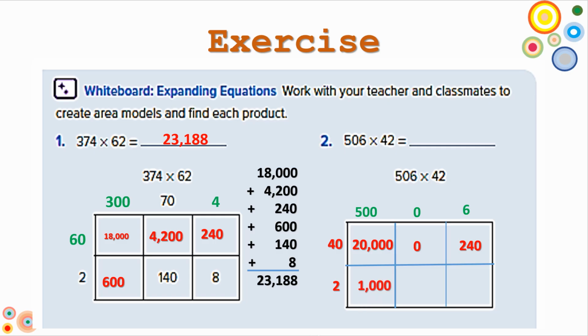2 times 5, 10, and drop 2 zeros, it will be 1,000. 0 times any number, it will be 0. 2 times 6, it will be 12. Sum all of these products inside the box. So the final answer will be 21,252.